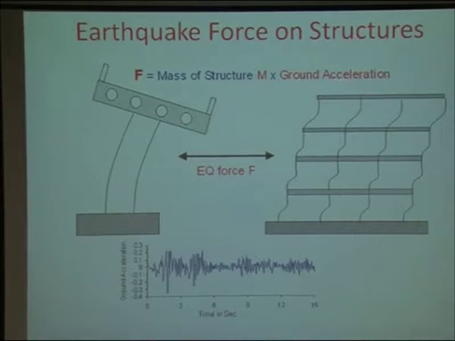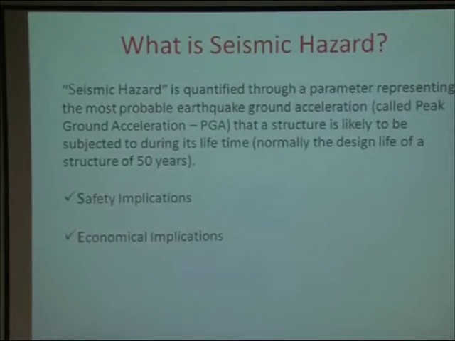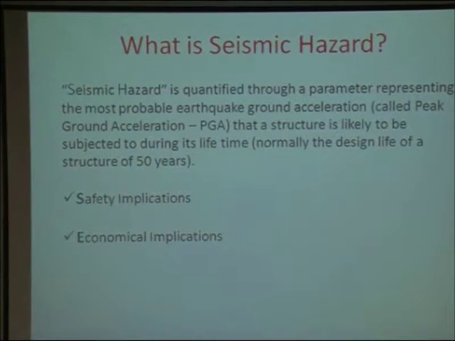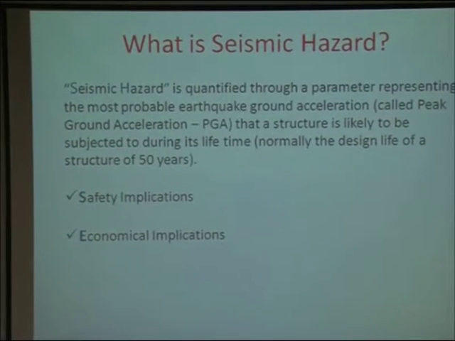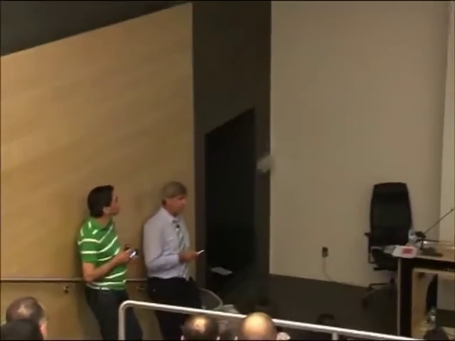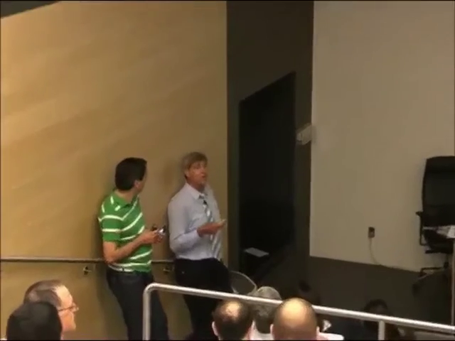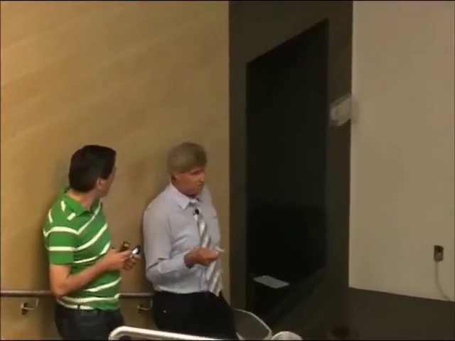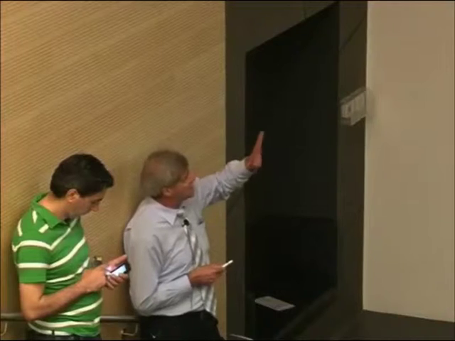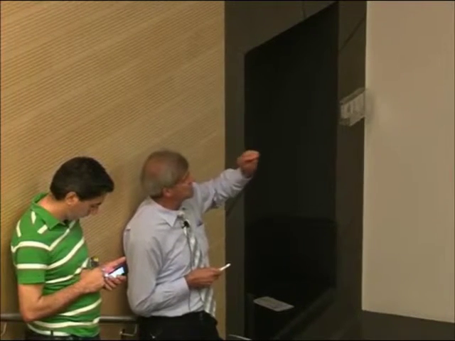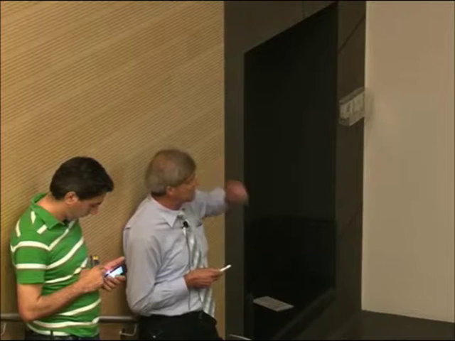So we need to know what is the most probable ground acceleration that the structure will be subjected to during its lifetime. So what is seismic hazard? Why is it important to quantify? Because the engineering community needs this parameter to design their structures. Before 1994, this parameter did not exist at all. Even the engineering community did not know that Lebanon is vulnerable even to earthquakes. So we need to quantify this parameter, because the engineers need to have it for design of their structures.